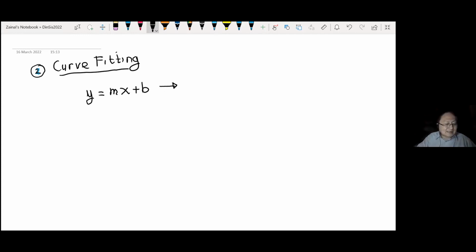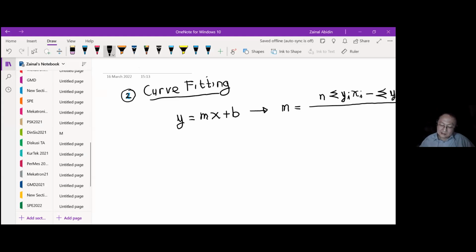That's the best m. I think the best m is this one, right? This one is n multiplied by sigma yi xi, minus sigma yi. Sorry, I made a mistake. Wait, I think curve fitting. Where is it?